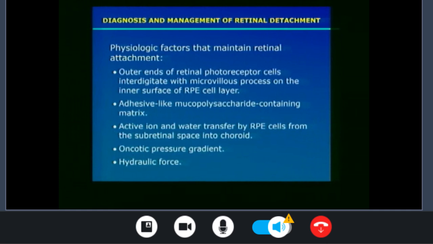We are familiar with the fact that, for example, if you have exudative retinal detachment due to VKH, if you control the inflammation of the choroid, the retina will attach again. Why? Because the retinal pigment epithelium, once it regains function, pumps out excess fluid. If you have rhegmatogenous detachment and you close the break with a buckle, the next day the fluid disappears because of the pump function of the retinal pigment epithelium that pumps the fluid into the choroid. And there is an oncotic pressure gradient, and there is the hydraulic force of the vitreous.